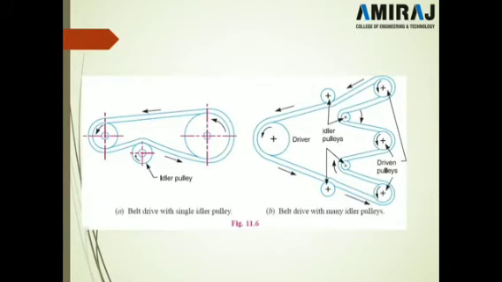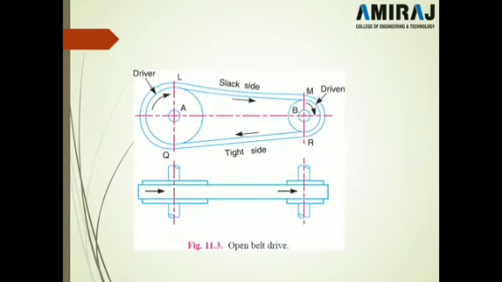Now the idler pulley. The idler pulley is used in the belt drive, in the open drive as well as the closed drive. You can use it in any, right? The main reason to use the idler pulley is that in the belt drive there are two sides of the belt, right? One is the tight side and the second one is the slack side. Which side is the tight and which side is the slack?